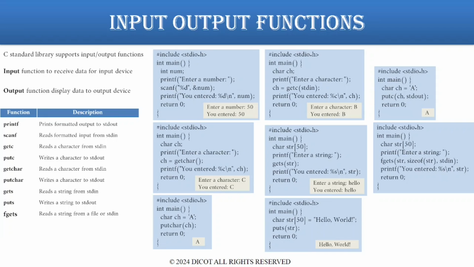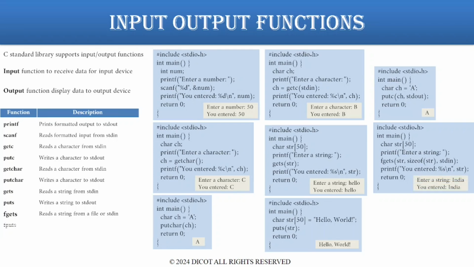Here the fgets function receives three arguments: the character array name, where the received string must be stored, the size of the string, and stdin. The output of this program is: Enter a string: India. You entered India.